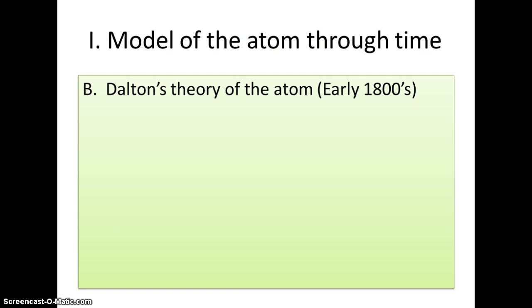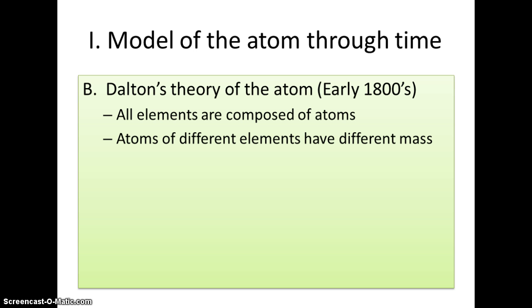Then it wasn't until the early 1800s that we developed the theory of the atom, and that was thanks to Dalton. Dalton's theory of the atom had 4 main points. He thought that all elements are composed of atoms. Remember, atoms were the smallest part of matter. And atoms of different elements have different masses. So every element had different atoms, and those atoms had different masses.